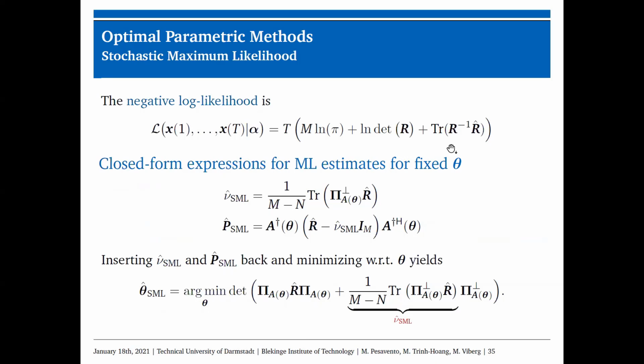And also in this case, one can derive explicit solutions for the nuisance parameters, namely the noise variance and the source covariance matrix. Substituting these back into the negative log likelihood function gives the stochastic ML-DOA estimator as defined at the bottom of the slide here. Again, it's an n-dimensional criterion function, and there is little hope of finding an explicit solution with respect to theta. And also this approach may lead to unacceptable computational complexity.